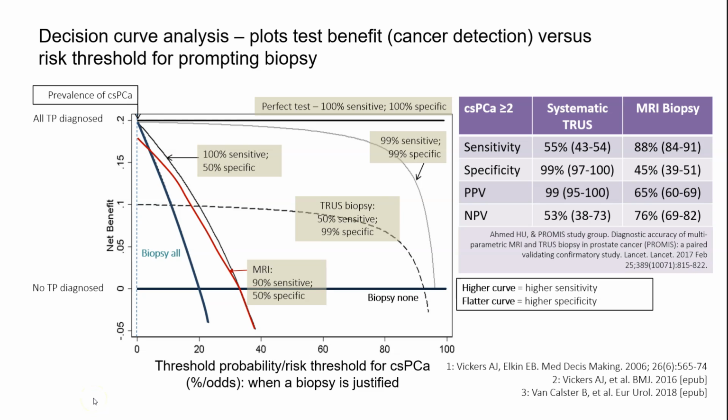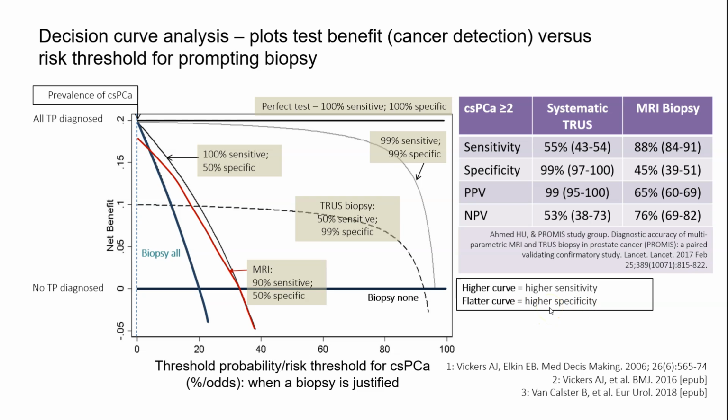If you had a perfect test with 100% sensitivity and 100% specificity, the curve would look like this. If the test was 99% sensitive and 99% specific, then the curve would look like this. In other words, the higher the curve along the net benefit axis, the greater is the sensitivity. The flatter the curve, the greater is the specificity.